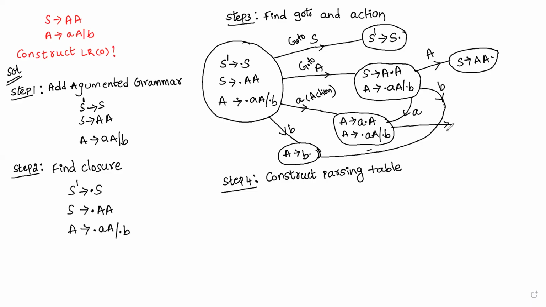Just look at the capital A. It will become A dot. So this A dot A will become A dot A. Remember, this is called finding the goto and action moves. So we completed this capital A.